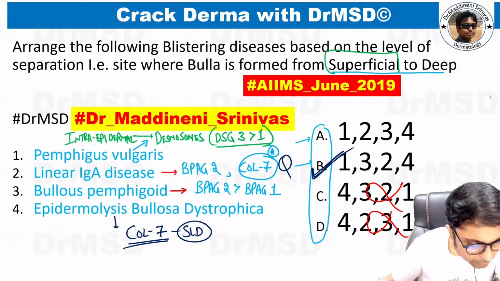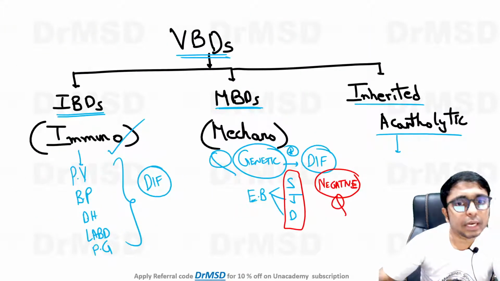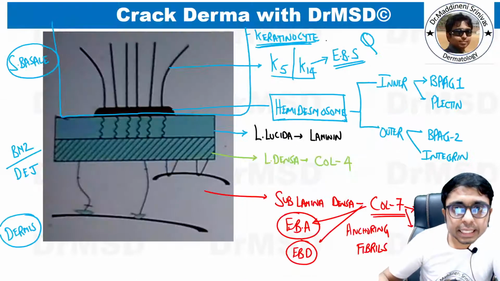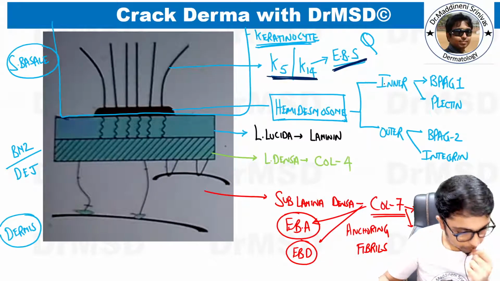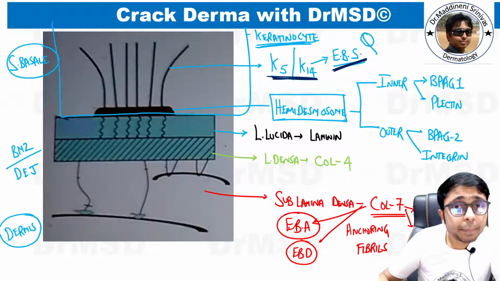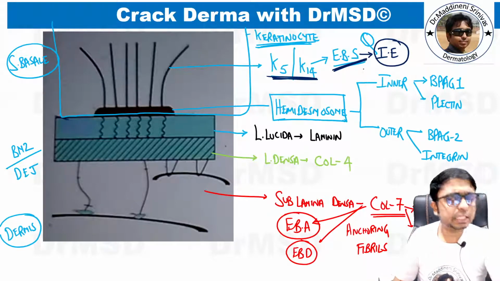Sir, epidermolysis bullosa simplex is defective K5 and K14. Yes, so I have told this already. So you can see here epidermolysis bullosa simplex, it is K5 and K14 which are defective. And that is the reason why epidermolysis bullosa simplex is an example of an intraepidermal blistering disorder. Okay, please remember this point.